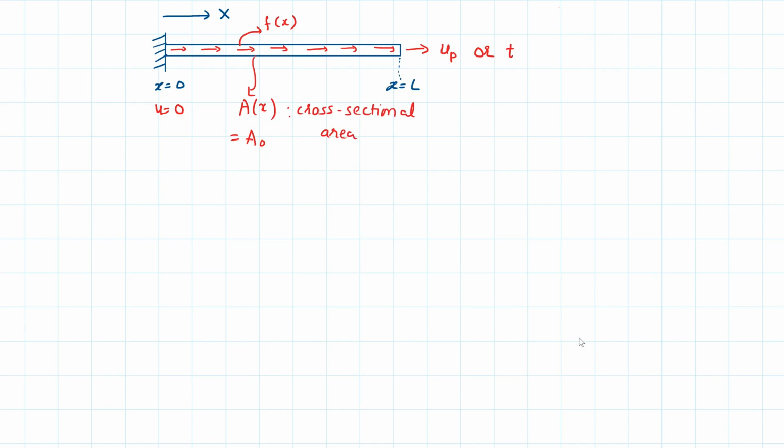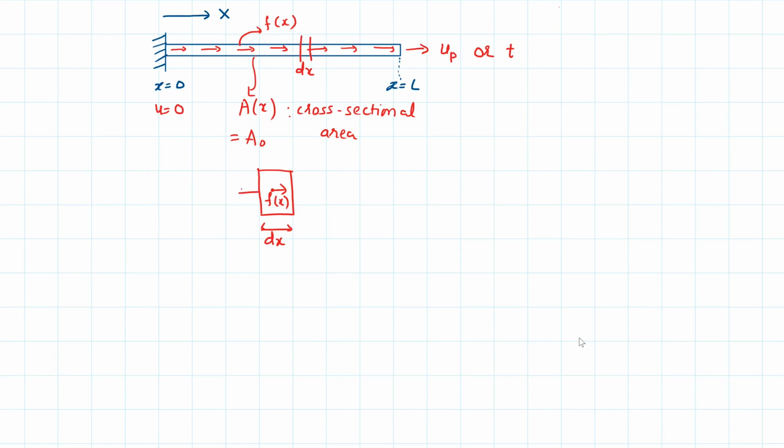Okay, in order to develop a partial differential equation, let's consider a small differential element of length dx. And let's zoom into that element. The width of this element is dx. At this point, our body force or distributed force is f of x.